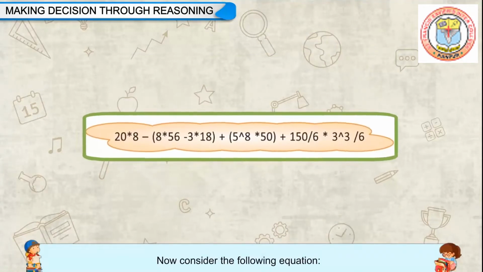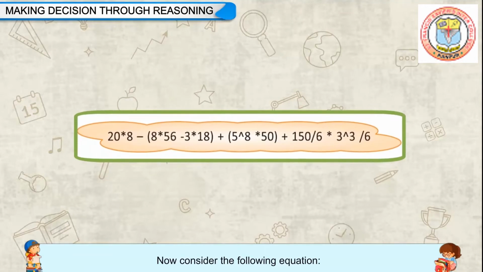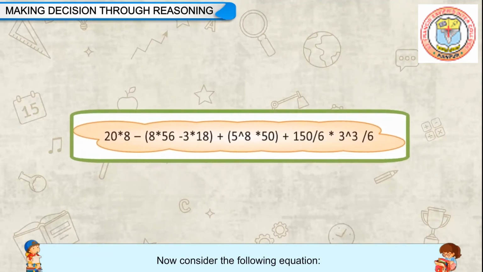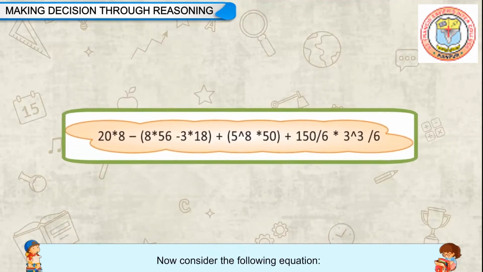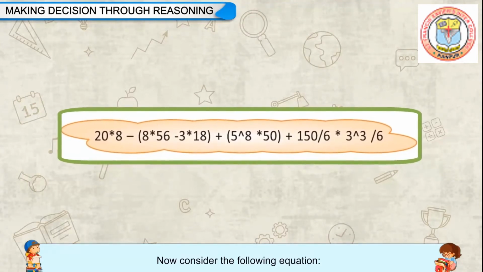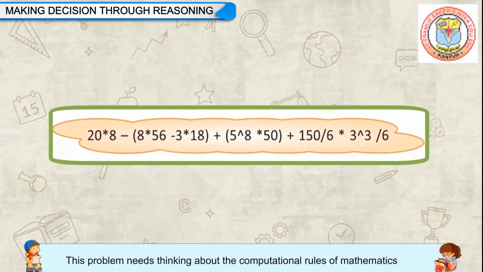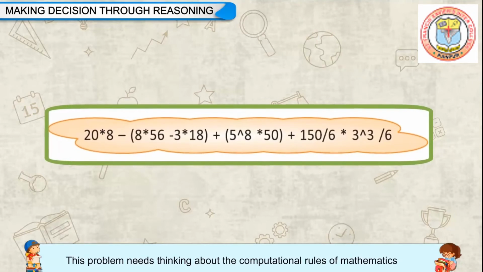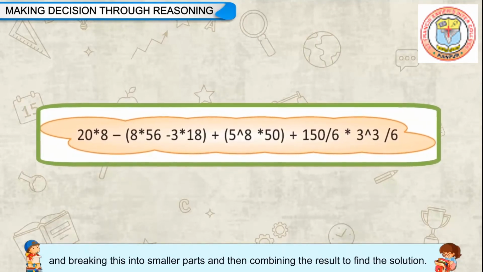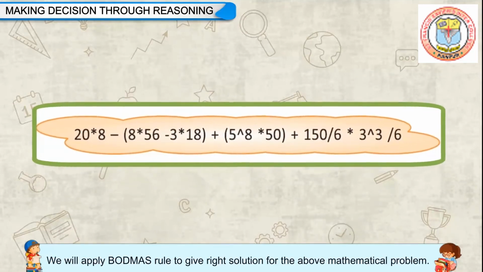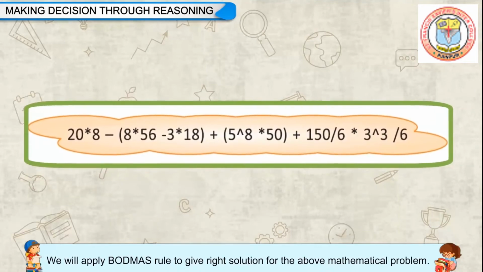Now consider the following equation. 20 times 8 minus 8 times 56 minus 3 times 18 plus 5 to the power 8 times 50 plus 150 divided by 6 times 3 to the power 3 divided by 6. This problem needs thinking about the computational rules of mathematics and breaking this into smaller parts and then combining the result to find the solution. We will apply the BODMAS rule to give the right solution for the above mathematical problem.